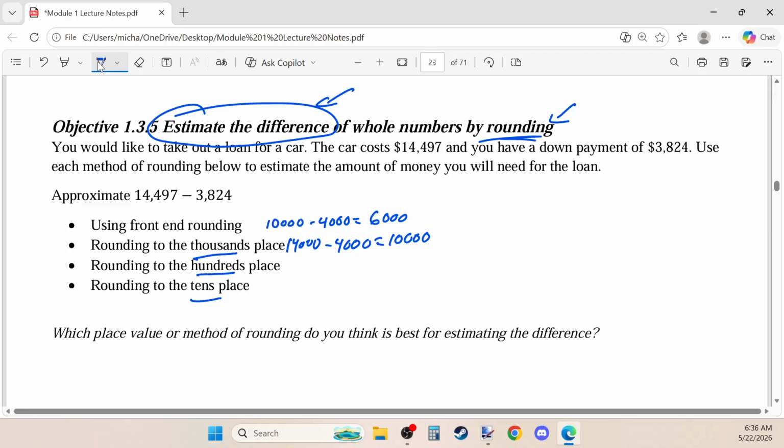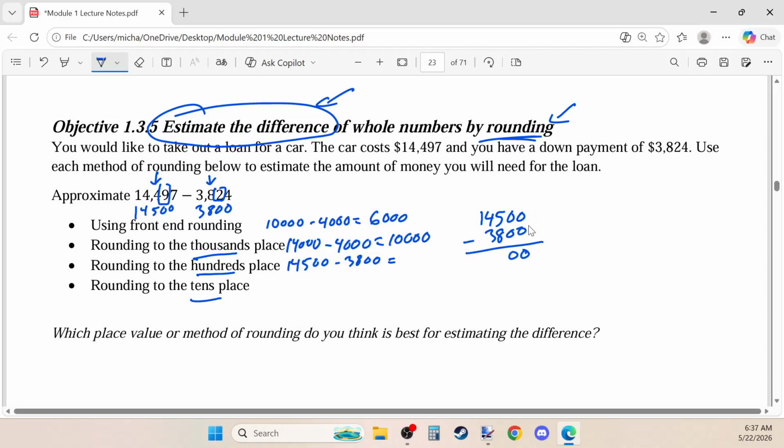And again, round to the hundreds place, we're rounding to this position and this position. We check here, 2's round down, this is 3,800. 9's round up, so this is 14,500. 14,500 minus 38,000. At this point, you might want to start writing it vertically and using the algorithm. So I'm going to do it like that.